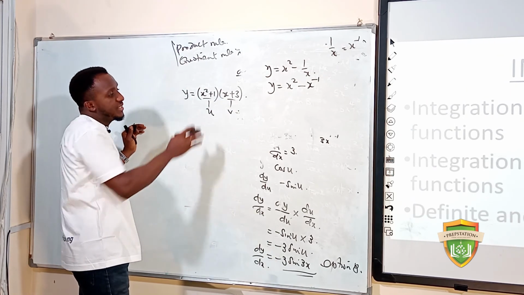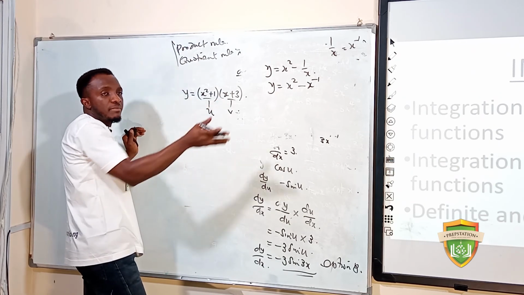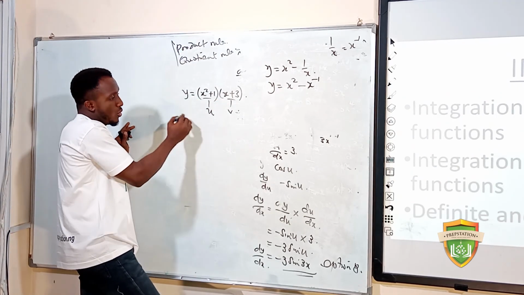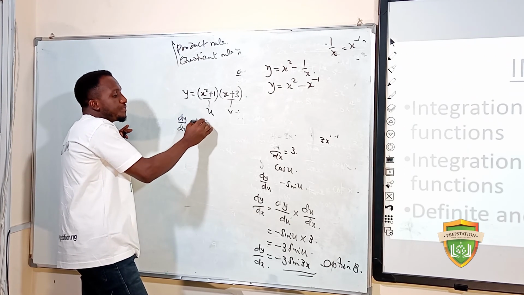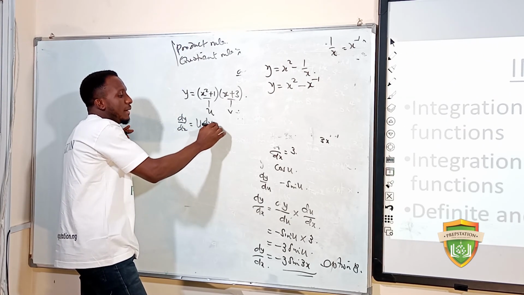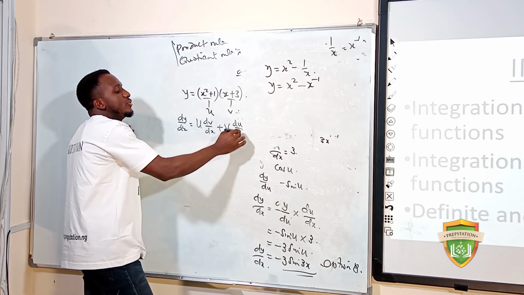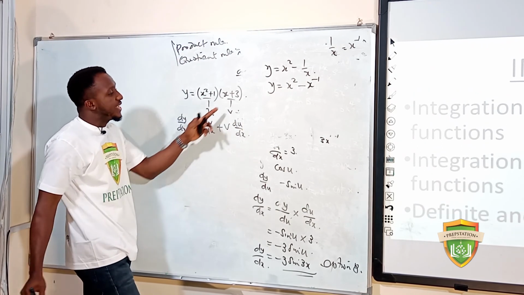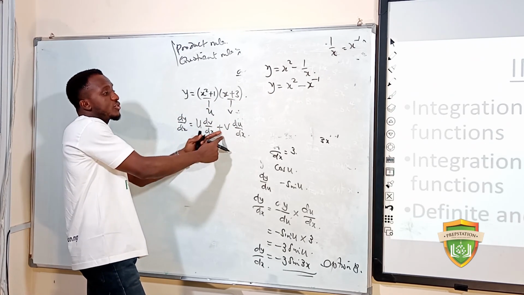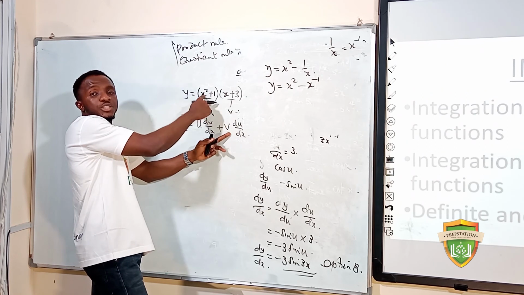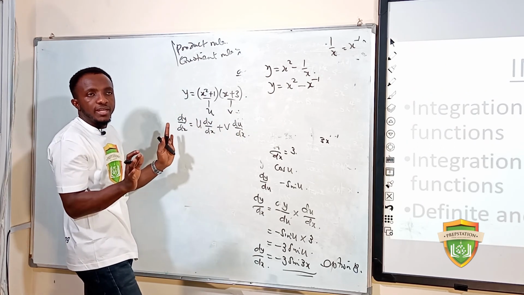I'll just give you the rule, okay? This is a product. Product in mathematics is multiplication. So, this is a product. So, to find the dy/dx, you simply do u dv/dx plus v du/dx. What does that mean? Just take u, differentiate v with respect to x, plus take v, differentiate u with respect to x. You get the answer.